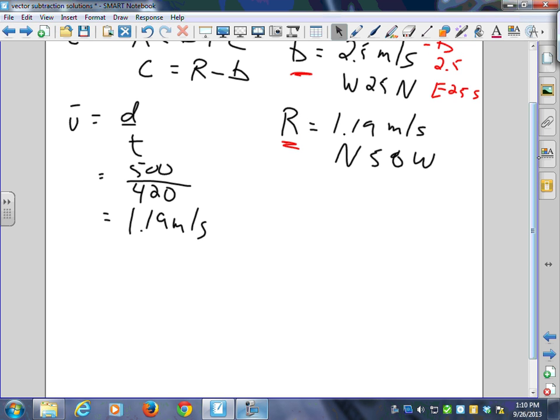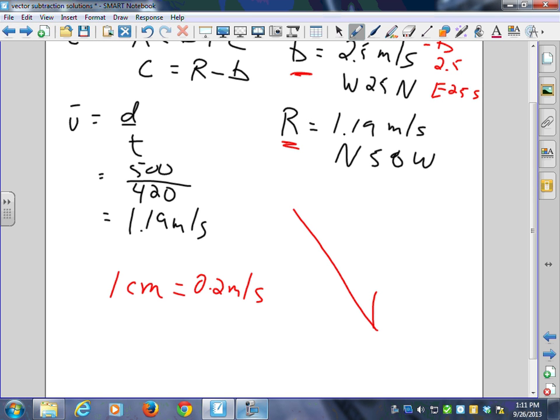Okay, so we're going to go north 58 west. Here's my north 58 west. Again, we're going to have to go by scale diagram. So something like 1 centimeter equals 2.5 and 1.19. We're probably going to have to go with 1 centimeter equals about 0.2 meters per second, something like that. This is actually a pretty challenging question.